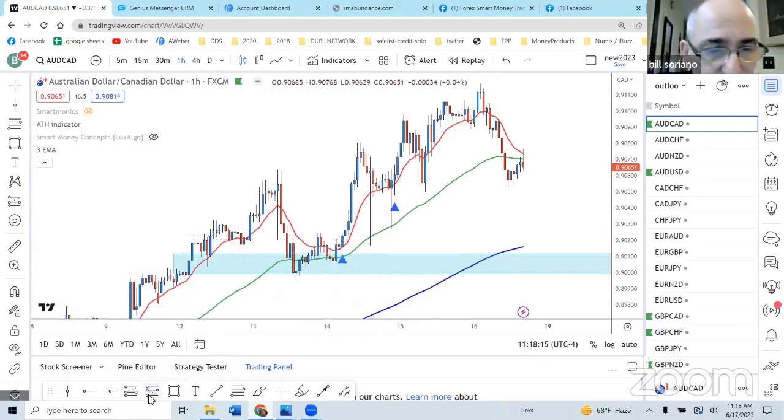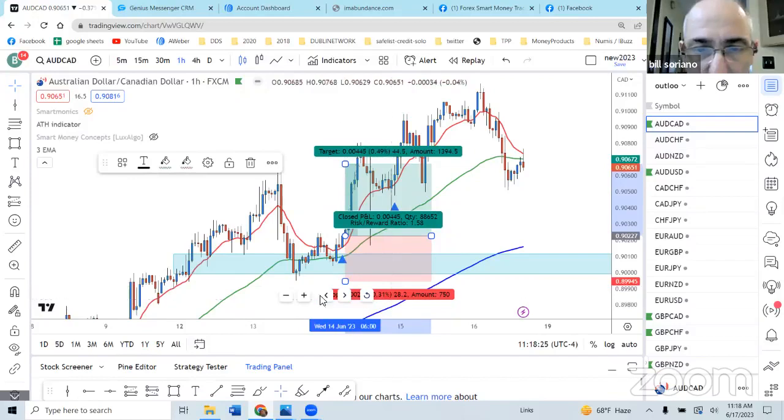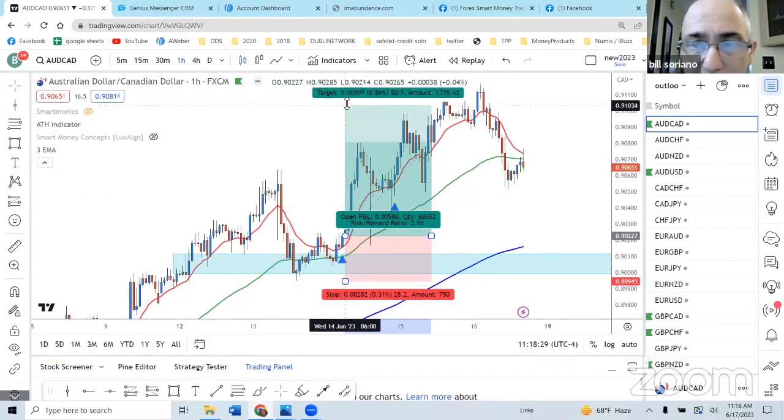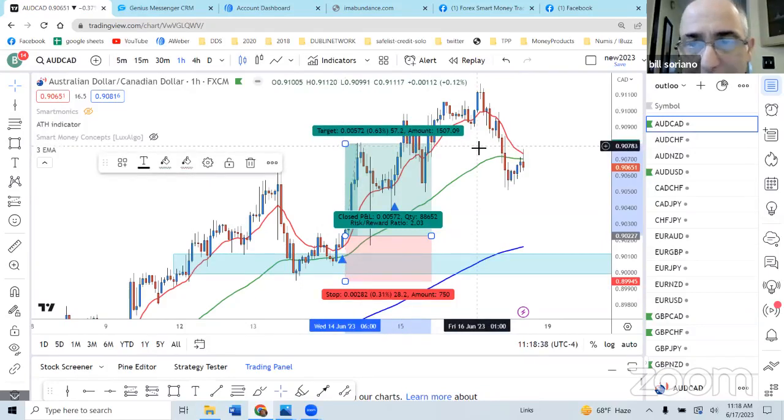So on this one here, let's say we get in at the open of the next candle, our stop loss would go right down here. It's about 28 pips away. And you can see that this moves up for an easy 1 to 3 risk to reward ratio trade. So you can easily get your 1 to 2 right here and get out, right? So that's in AUD CAD.